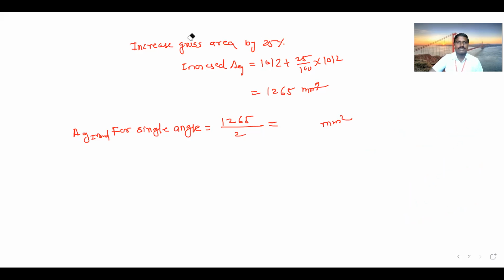So how much is this value for single angle?